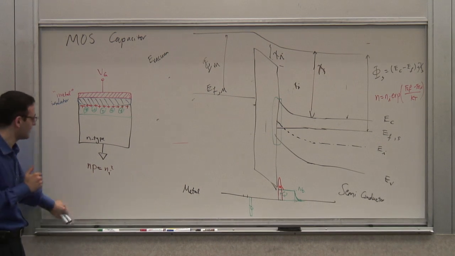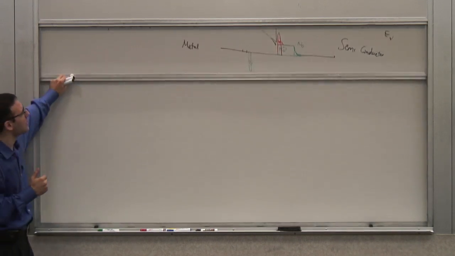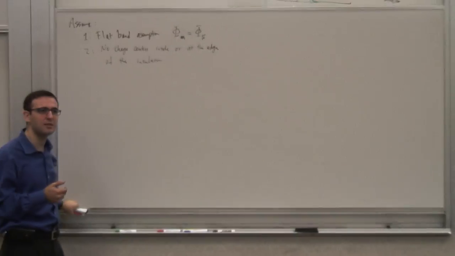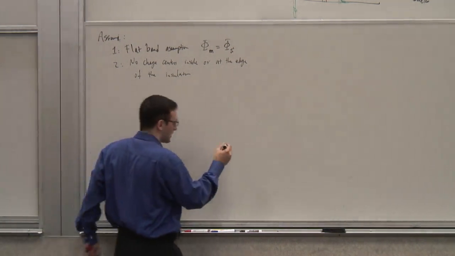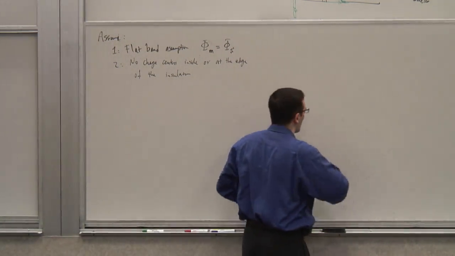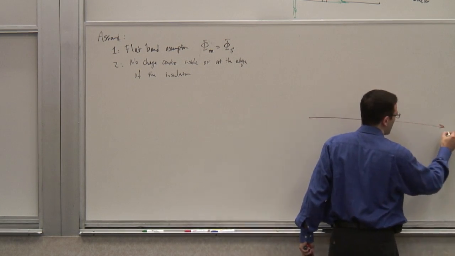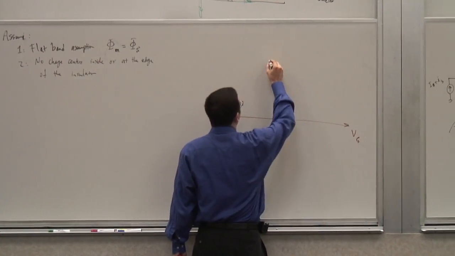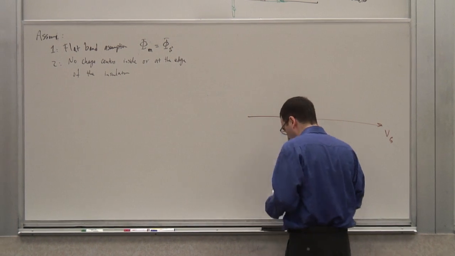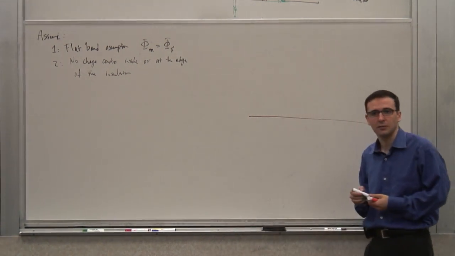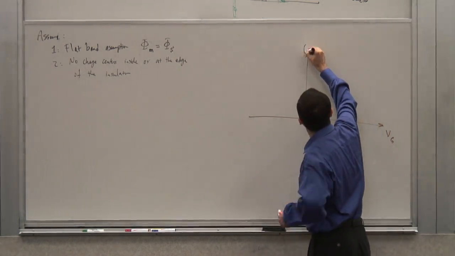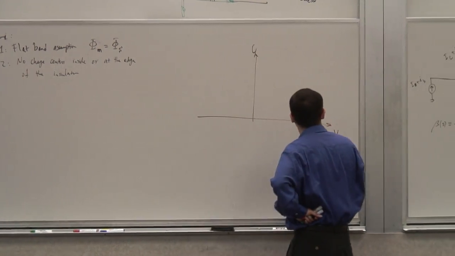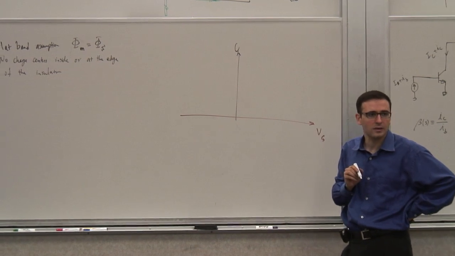And the way you see this is interesting. Now, if you actually go in the lab, make a MOS capacitor like this, and start measuring the capacitance versus voltage, this is what you will see. So this is the voltage, V gate. And at very large positive voltages, what do you expect to see for the capacitance? Let's say this is C, capacitance.